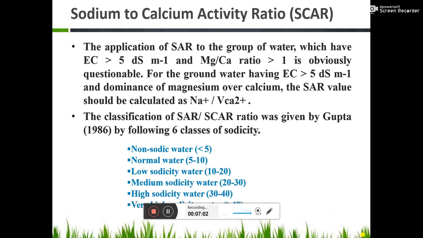So the classification of SAR or SCAR ratio was given by the scientist named Gupta in 1986 by following 6 classes of sodicity. In case of non-sodic water, the SAR or SCAR ratio is less than 5. Then normal water is having 5 to 10. Then low sodicity is 10 to 20. Then medium sodicity water is 20 to 30, and very high sodicity is having more than 40.